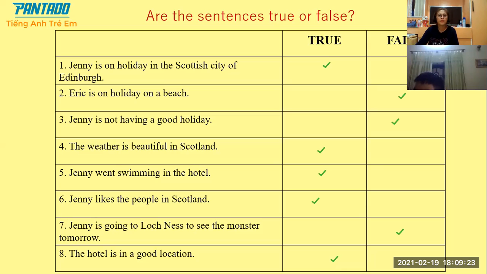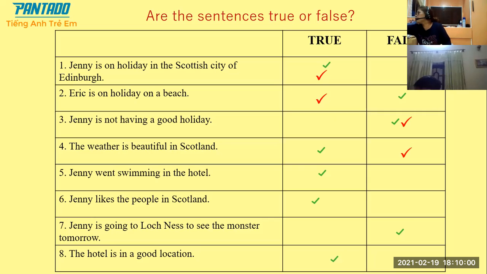Okay, let us see. Jenny is on holiday in the Scottish city of Edinburgh. True. Eric is on holiday on the beach. True. Eric is on the beach. Jenny is not having a good holiday. Very good. False. It's true that Jenny is having a good holiday. She enjoys the place in Scotland. The weather is beautiful in Scotland.